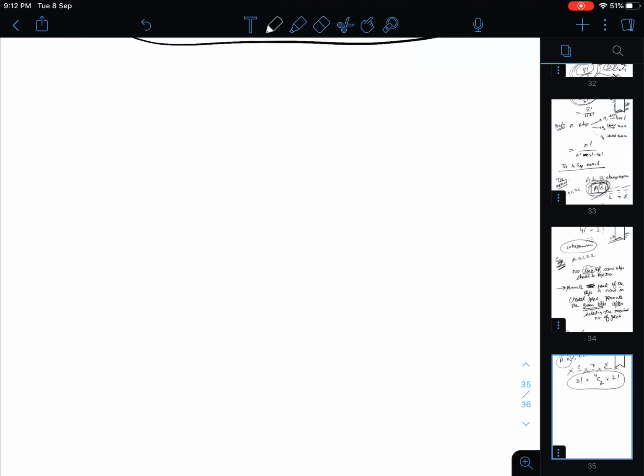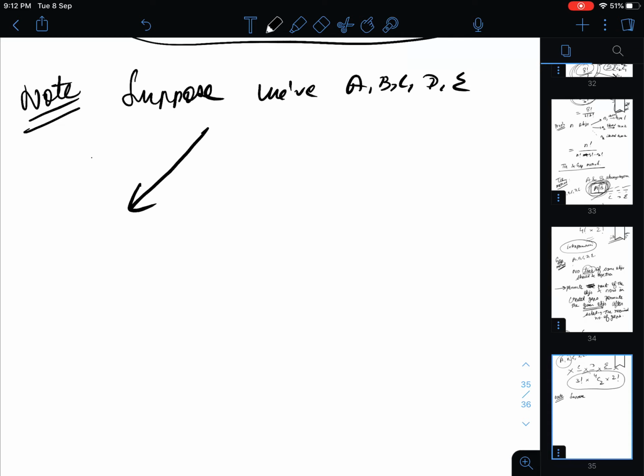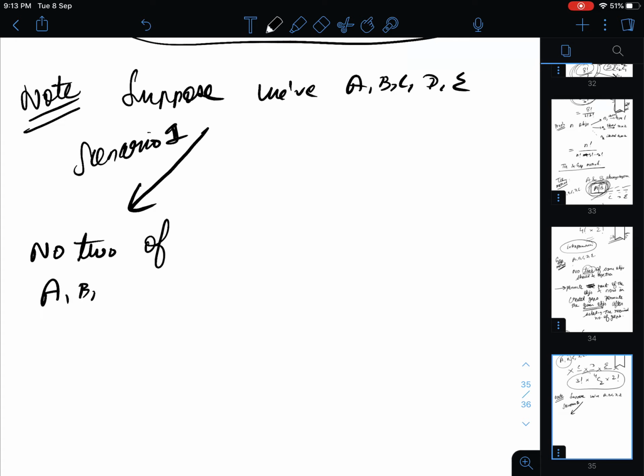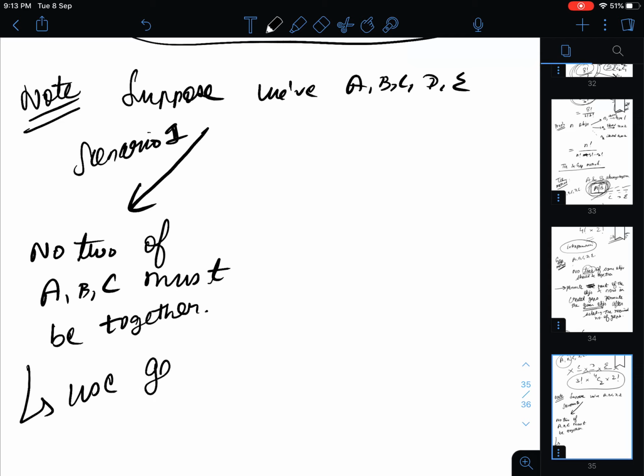Now note, suppose we have A, B, C, D, E. Scenario 1 is no two of A, B, C must be together. Suppose this is your question, then obviously you can use the gap method.